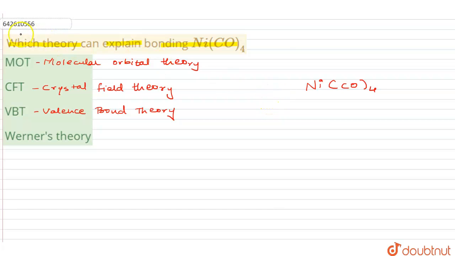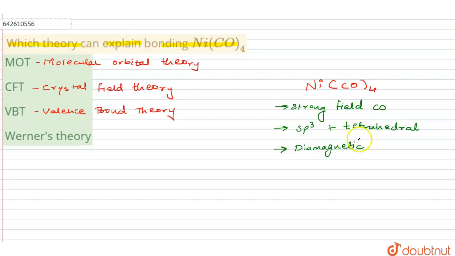Basically nickel tetracarbonyl's bonding, in the sense of the ligand approach and all. The strong field ligand carbonyl group promotes internal pairing of electrons, and hence gives rise to sp3 hybridization with a tetrahedral geometry of this particular structure. Since there is no presence of unpaired electrons, it's totally diamagnetic in nature. Now all these features have been given by the VBT theory.